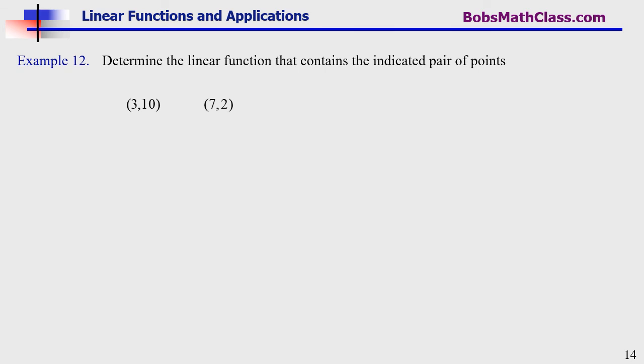Okay, here's another example. We want to determine the linear function that contains the indicated pair of points, 3, 10, and 7, 2. So we have 2 points, but what we do not have is the slope. How do we find the slope if we have 2 points? Right, we use the slope formula.